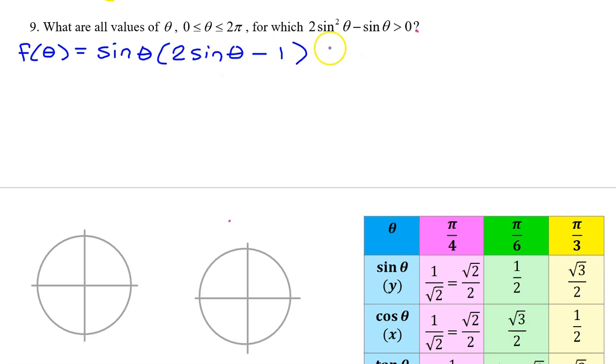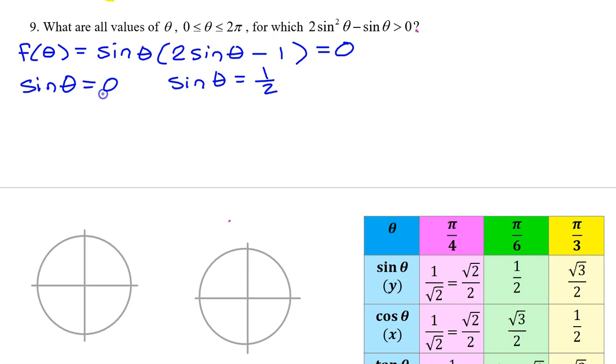Instead of making this greater than 0, we need to begin by finding where f of theta is equal to 0. In factored form, we can do this by first finding where sine theta is equal to 0. We're taking each one of these factors and setting them equal to 0. If I set the second factor equal to 0, I'm going to end up adding 1 and then dividing by 2. So we need to find where sine theta is equal to 1/2.